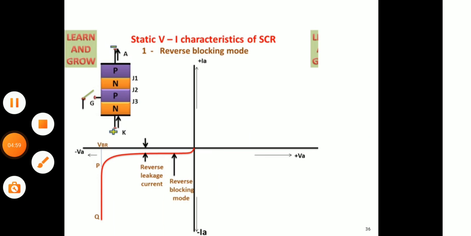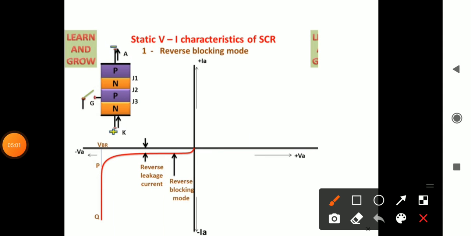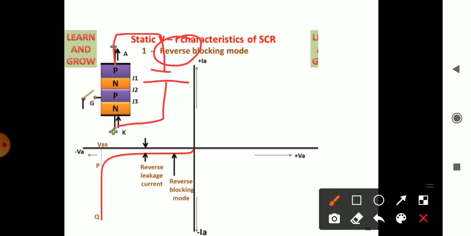As the name says, reverse blocking mode, so we are supplying the negative terminal to the anode and the positive terminal to the cathode. We are talking about reverse blocking mode. As the name says reverse, we are giving a reverse supply for the anode. So anode should be connected to positive, no, but here we are connecting a negative terminal to the anode and the positive terminal to the cathode.